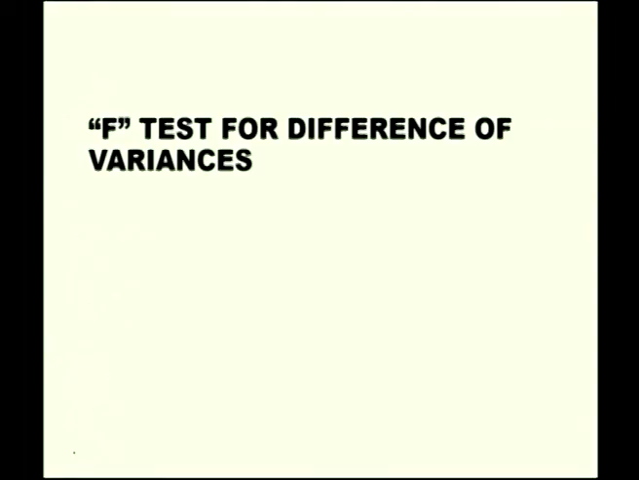Next, in continuance with the small sample theory, the next test is F-test for difference of variances. F-test is named after R.A. Fisher. What does the F-test formula stand for? F is equal to capital S1 square by capital S2 square. S1 square and S2 square represent estimates of the population variances.